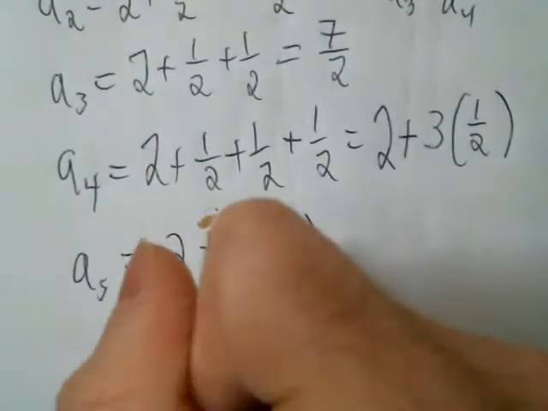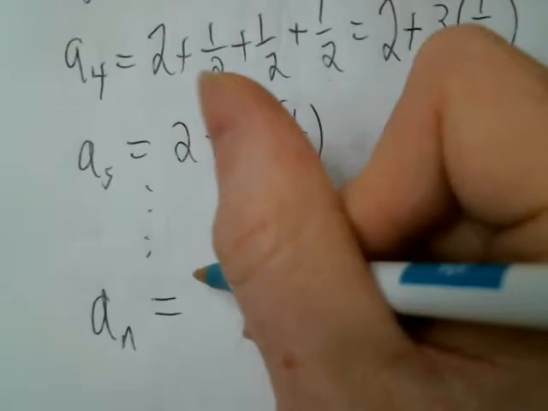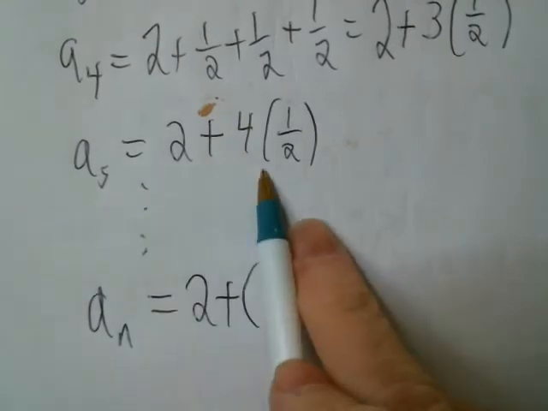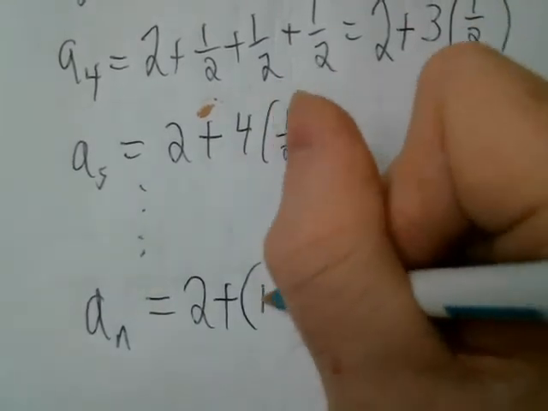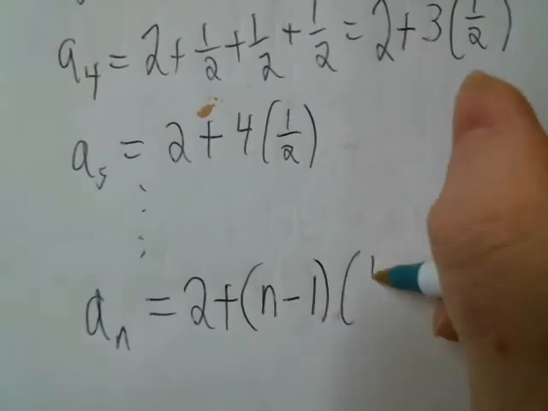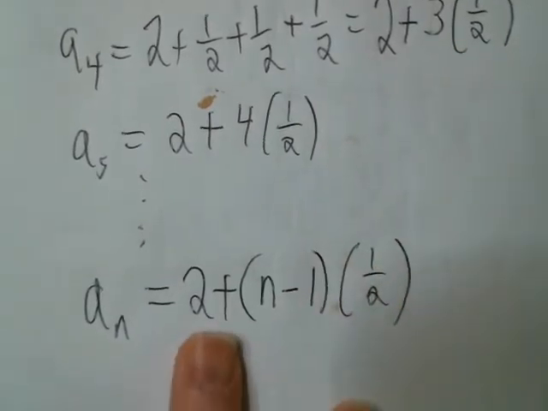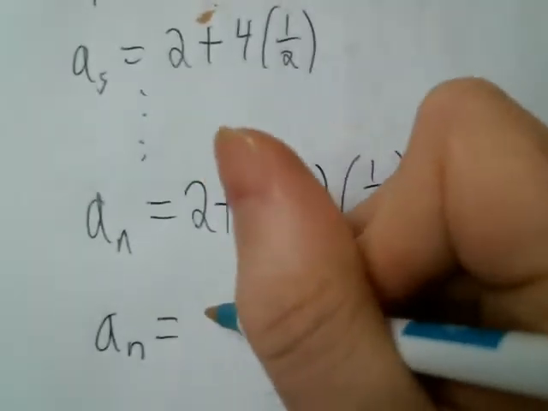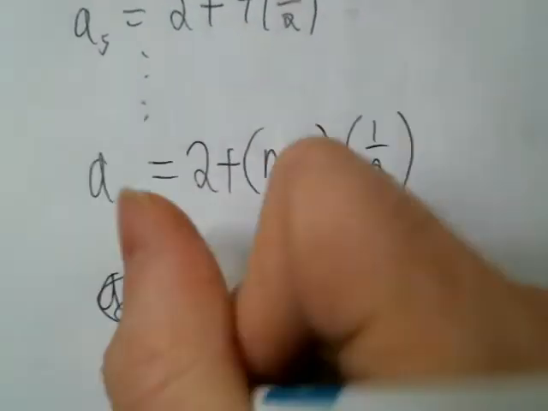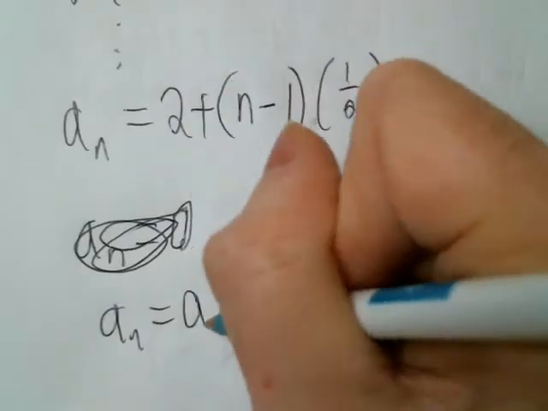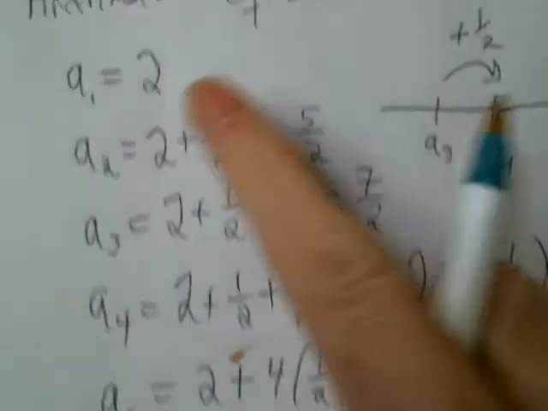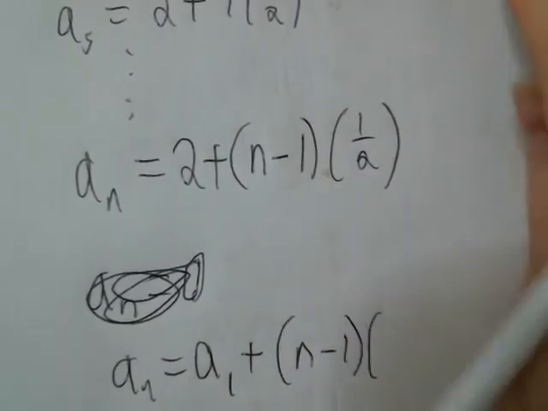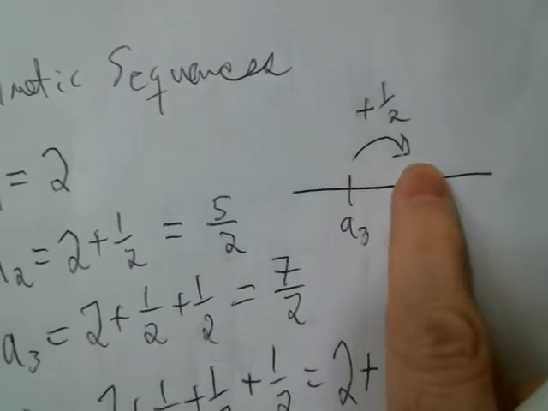And in general, I can produce this formula, a sub n, which is going to be 2 plus, well, if this is 4, I need a 3. If this is 5, I need a 4. So if this is n, I need an n minus 1, and then times 1/2. Okay? This is the formula for arithmetic sequences that you were given back in pre-calc. So in general, a sub n is going to be equal to the first starting point, that was 2 for us, plus n minus 1 number of these moves, right? So you're going over by 1/2 each time.